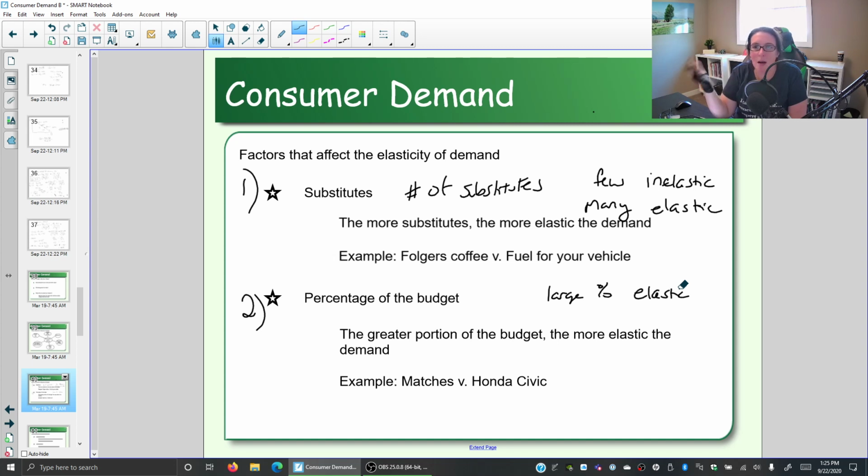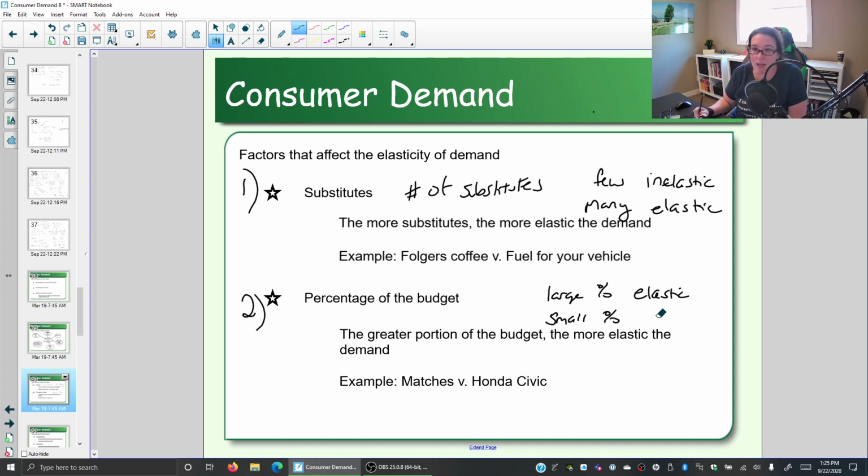So what if it doubles in price from 50 cents to $1? Still a small percentage of your budget. And so how sensitive are you to the price change? Do you really feel the difference between 50 cents and $1 if they're both very small percentages of your budget? So if something is a small percentage of your budget, you're not very sensitive to that price change.